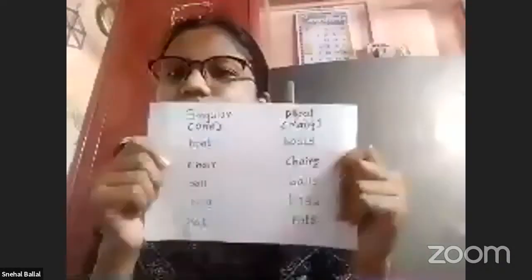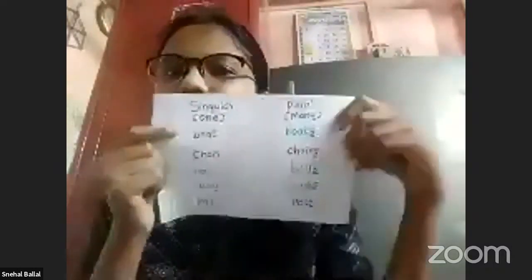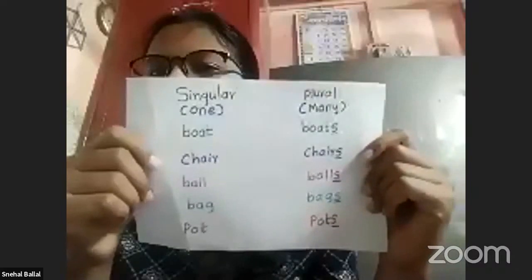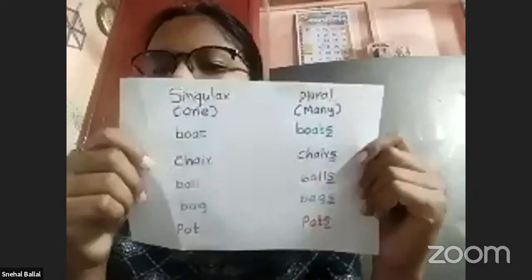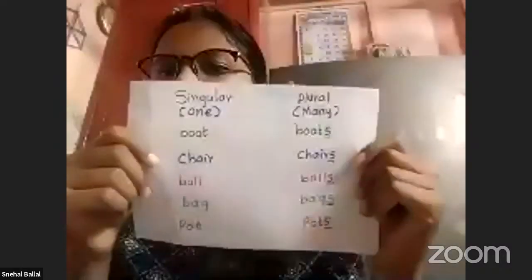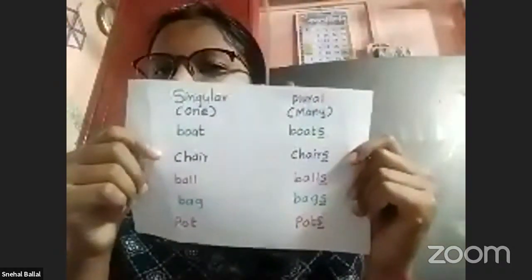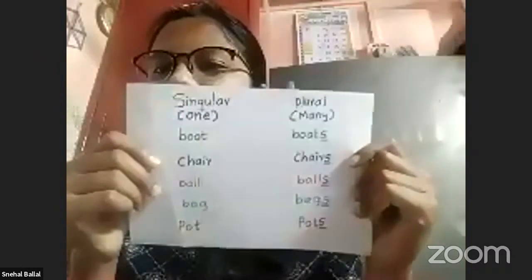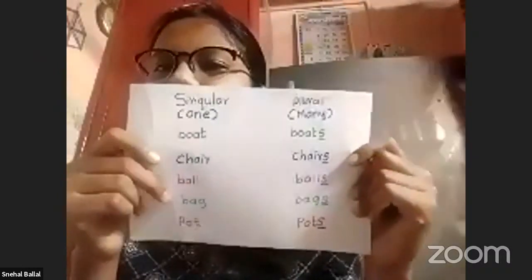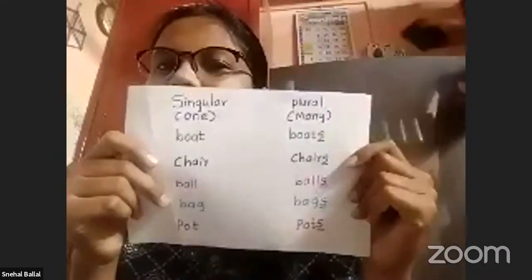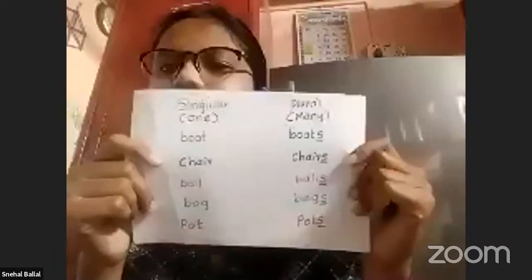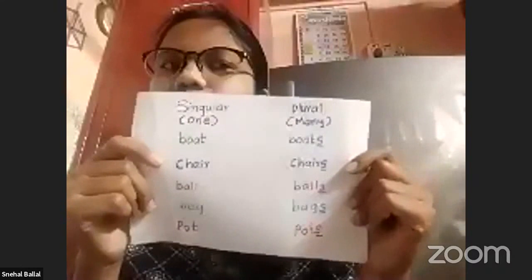See here. Singular and plural. One and many. Who can read this first word? What is the first word? Boat. Yes, one boat. Many boats. Second one. One chair, many chairs. Then third one. One ball, many balls. Then next word. One bag, many bags. One pot, many pots.